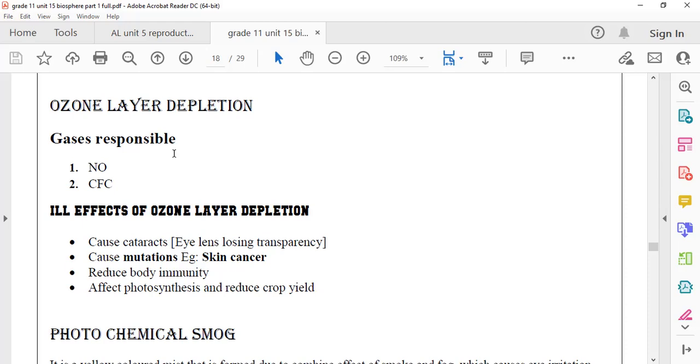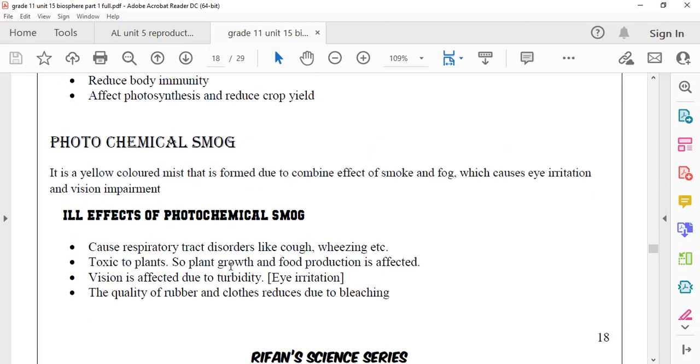Third, it is reduced body immunity. The body's immune level, its defense against diseases, is lowered. And finally, it affects photosynthesis and reduces the crop yield. So all these defects are there for what? Ozone layer depletion. Next, it is photochemical smog.